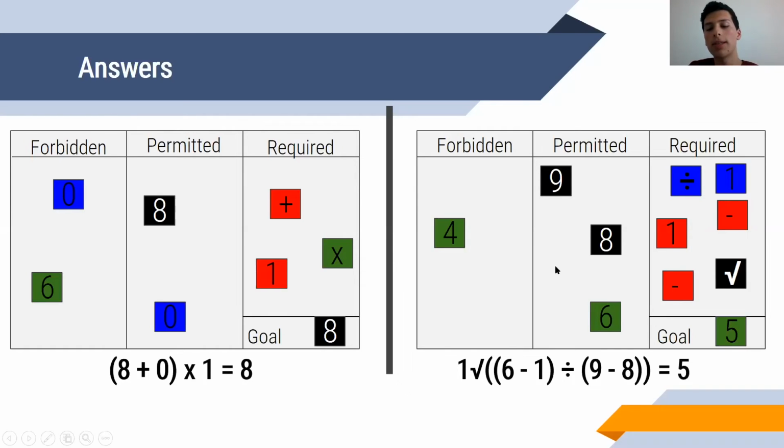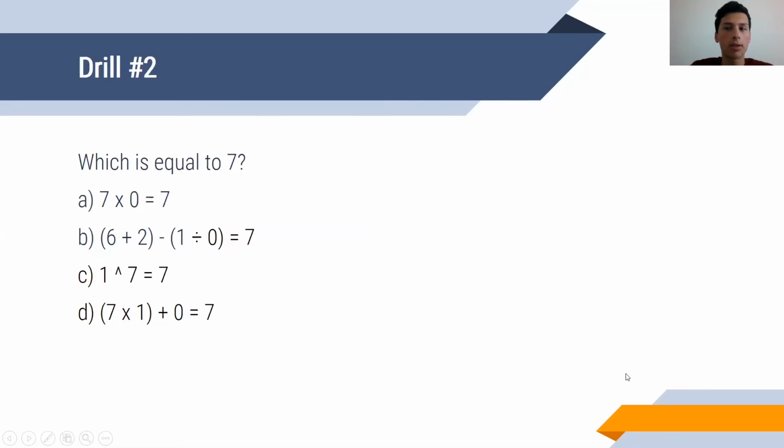1 root in parentheses 6 minus 1 divided by in parentheses 9 minus 8. Let's break this one down. 6 minus 1 is 5. That's the stem. And then if you divide by 9 minus 8, you're dividing by 1. 5 divided by 1 is 5. And the first root of any number is that number. So 1 root 5 is 5, and 5 equals 5. So this solution works.